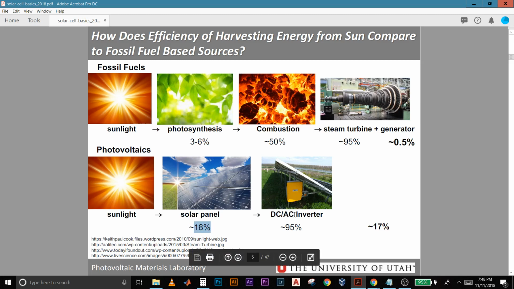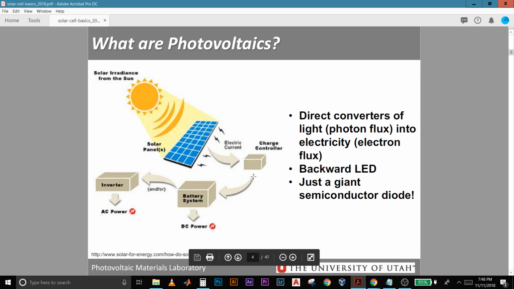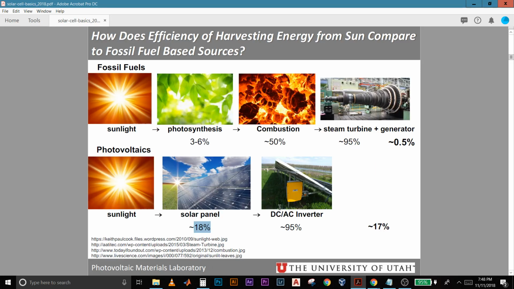And then we have our control electronics, which are shown over here: the charge controllers, battery systems, inverters, and so on, which are, again, DC-AC inverters, about 95% efficient. So what we get is a net efficiency of 17%. So it definitely makes sense, just from an energy efficiency point of view, to invest in photovoltaics and make them the more adoptable technology for generating electrical energy.